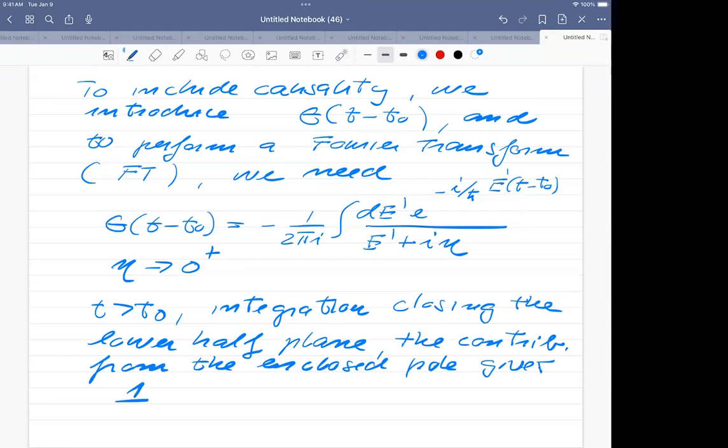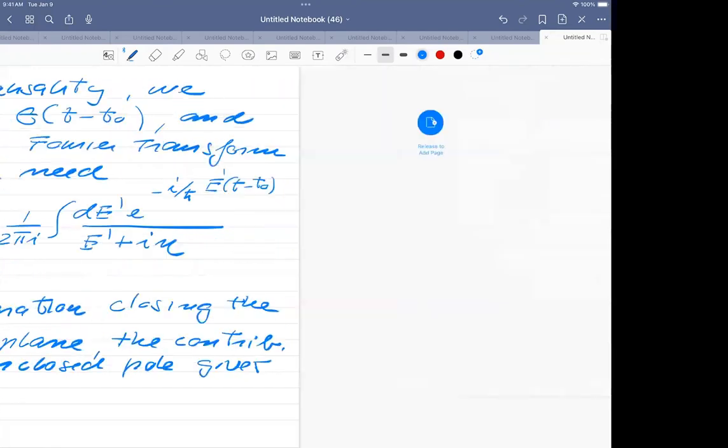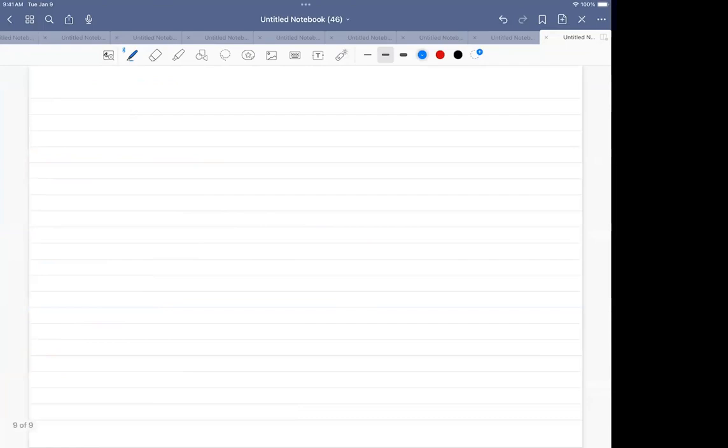So you can easily see that if you just reboot your memory. And hopefully your memory is not like mine. I have a goldfish memory and needs constant reboots.